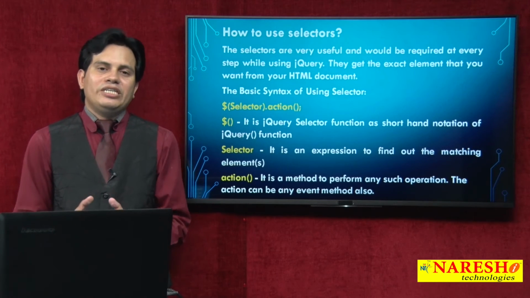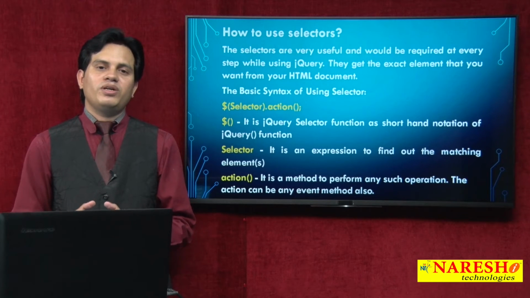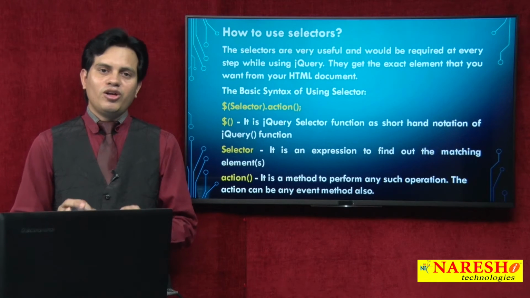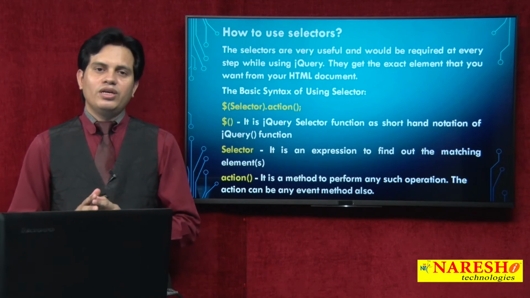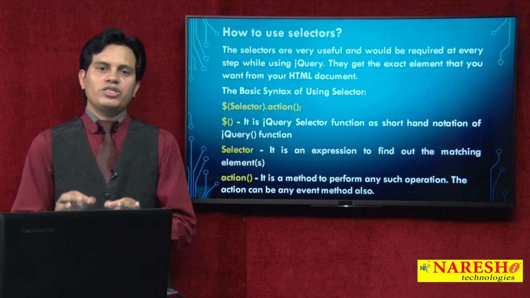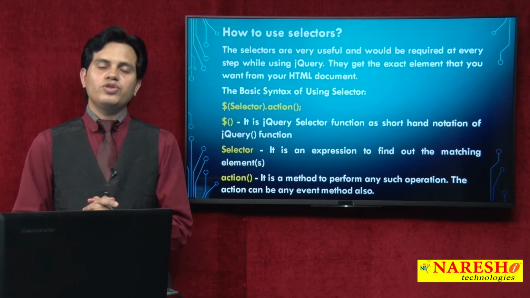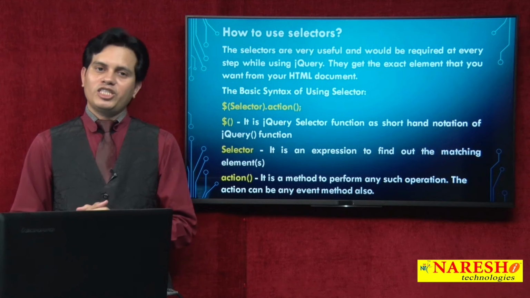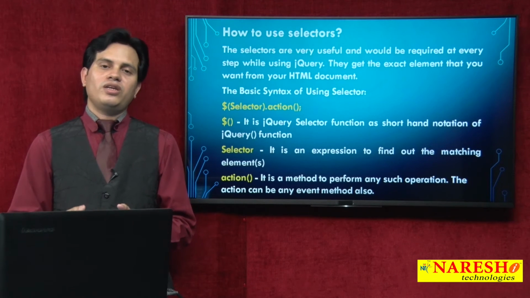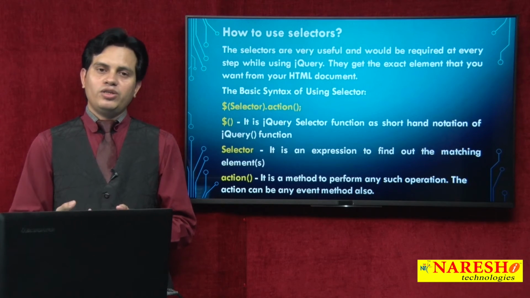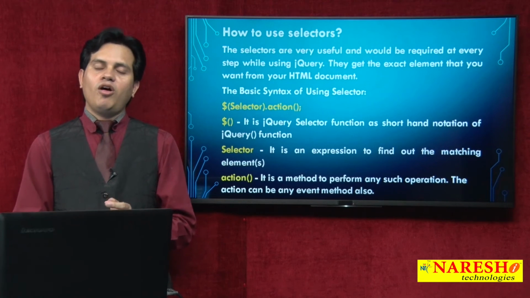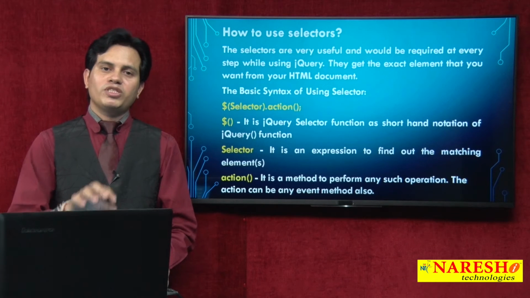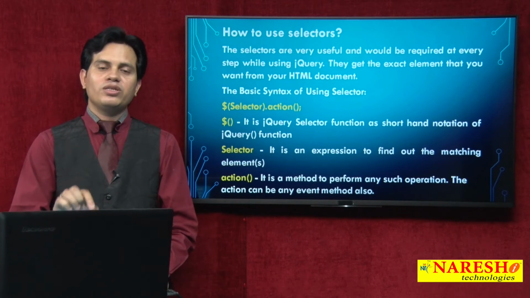So the basic syntax of using the jQuery selector is a simple syntax: $(selector).action. Dollar is a jQuery selector function and it is a shorthand notation of the jQuery function used to select an element or elements with the help of a selector expression. The selector here is nothing but an expression to find elements from the HTML DOM, and on those selected elements to perform some operation by using an action, nothing but a method.